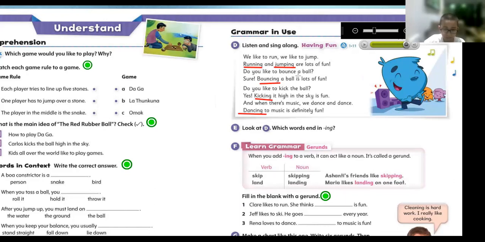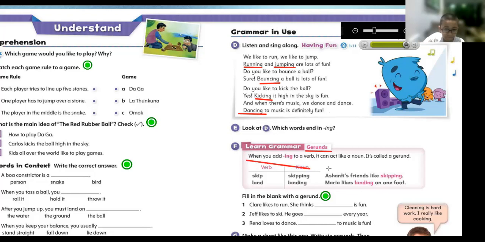Okay, so these are the words that end in ing. And what is that in grammar? Okay, so it's gerunds. We will learn tonight about gerunds.